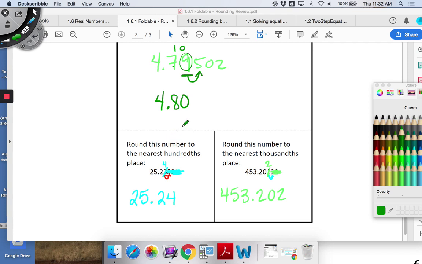If it says hundredths, you really are supposed to have that 0 there. You guys know though that 4.80 and 4.8 are the same, but if it says round to the nearest hundredth, you're supposed to have the 0 on the end because you're going to the hundredths place. Okay? So that's pretty much it for rounding review. You feel okay?